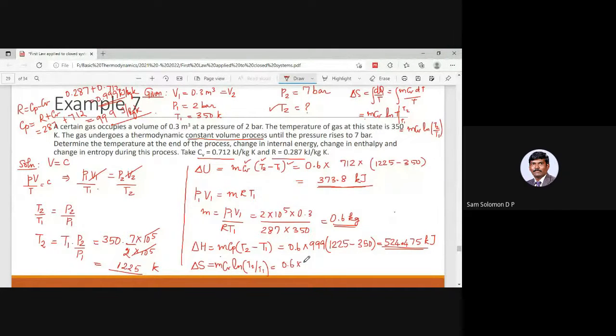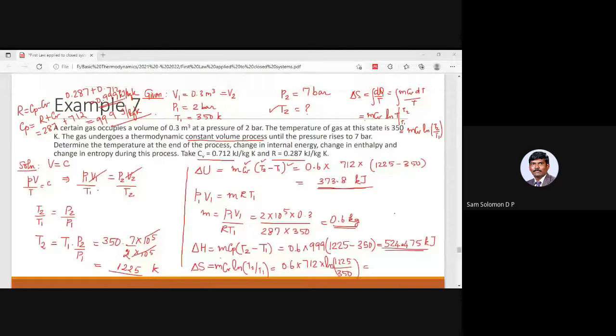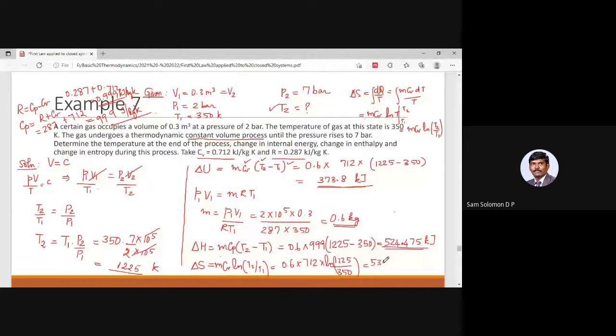So 0.6 into 712 into ln of 1225 by 350, and this will give you the answer. So 1225 by 350, take ln, multiplied by 712 into 0.6. So this is 535.18 joule per Kelvin.